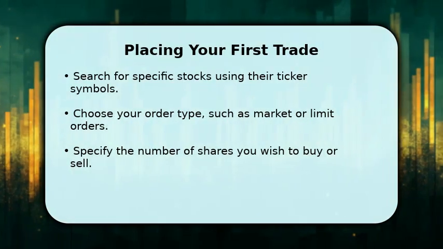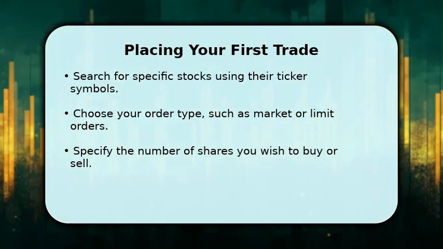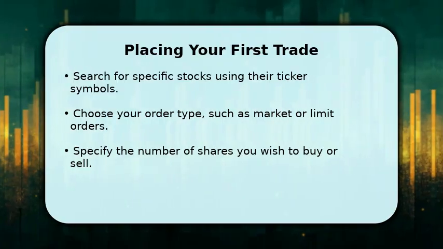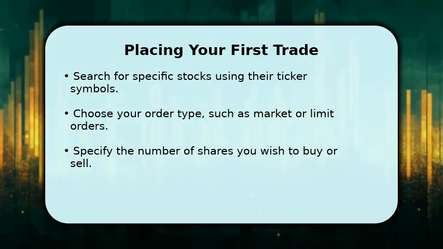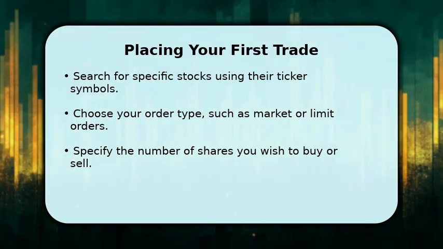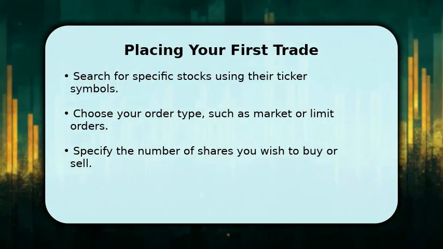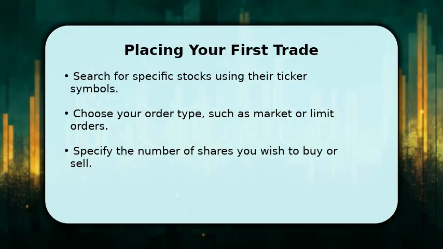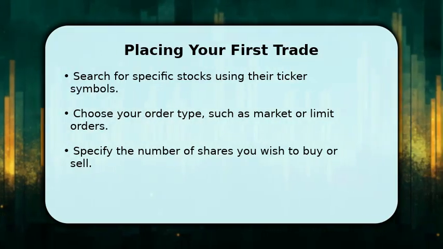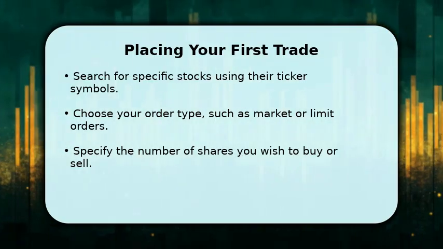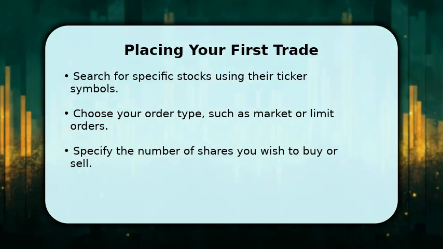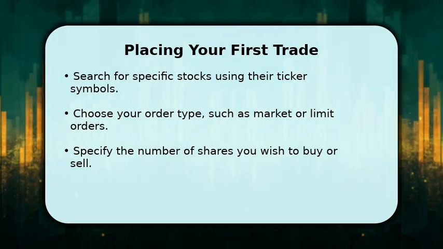To place your first trade, log into your Schwab account and use the search bar to find the stock you're interested in by its ticker symbol. Next, decide on your order type. A market order executes immediately at the current price, while a limit order lets you set a specific price. Finally, enter the quantity of shares you want to trade and review your order before submitting it.